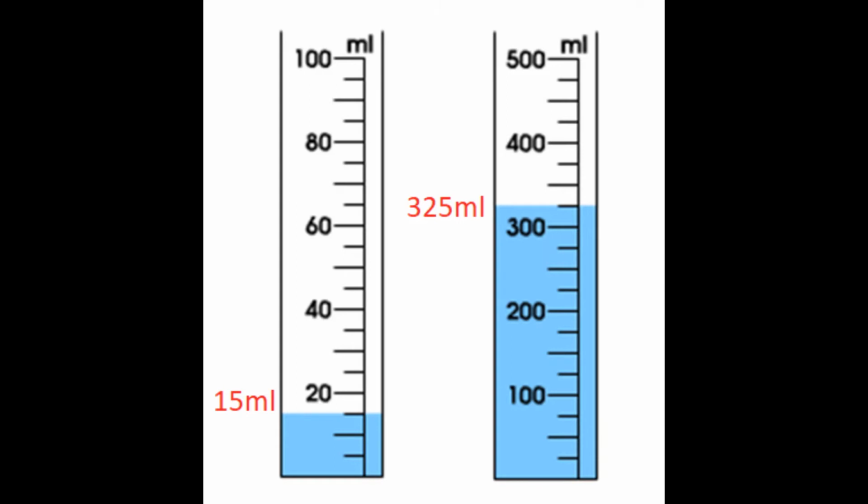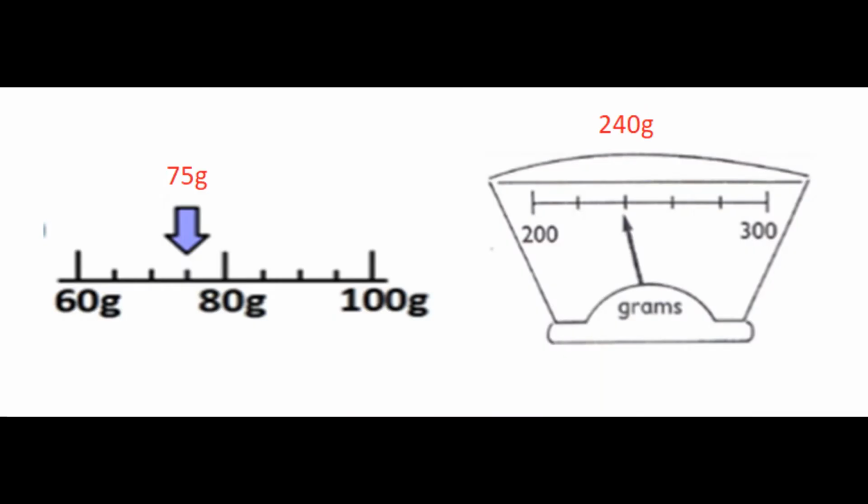350 millilitres, well done. Let's have a look at the next picture. Okay, so we've got grams now. If we look at the flat scale on the left, we work that out to be 75 grams. Okay, 75 grams. If I added on another 10 grams, what would it be saying now? If it's on 75 and I add on 10, how much more would it be saying now?